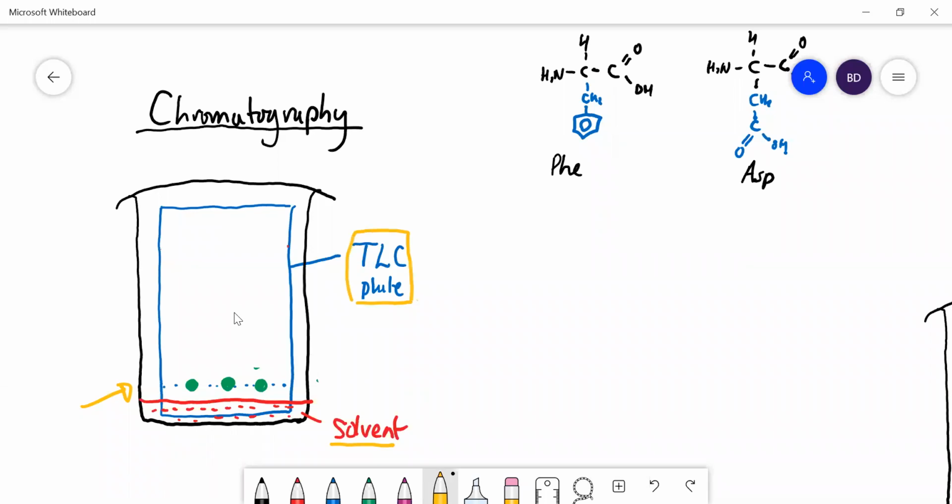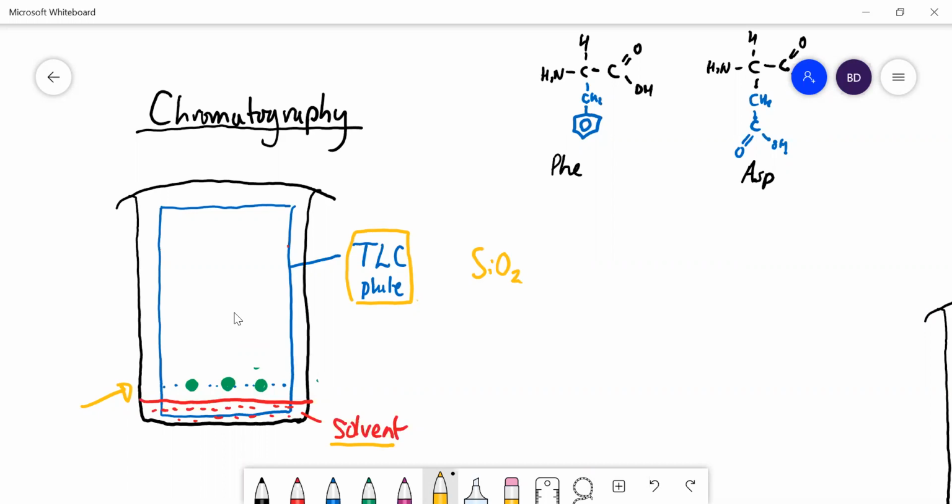Now the TLC plate has silicon dioxide in a very fine powder form sprayed onto the surface of a piece of plastic or a glass plate. It behaves very much in the same way as paper chromatography. The thing about TLC is that it's better than paper chromatography.